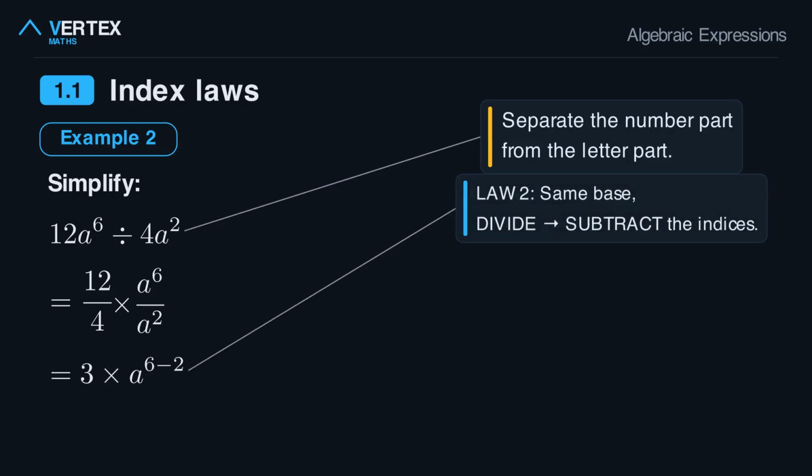12 divided by 4 is 3. For the a terms, the bases match, so law 2 applies. Subtract the index on the bottom from the index on the top, which gives us 6 minus 2. 6 minus 2 is 4, so a to the 4th. Combining parts, 3a to the 4th. Always remember to write the number before the letter in the final answer.